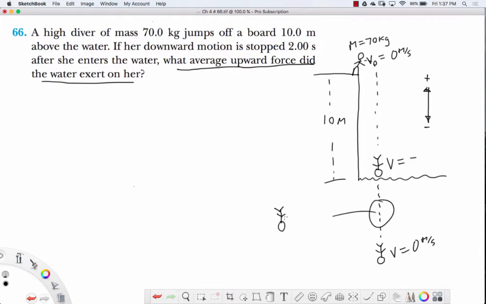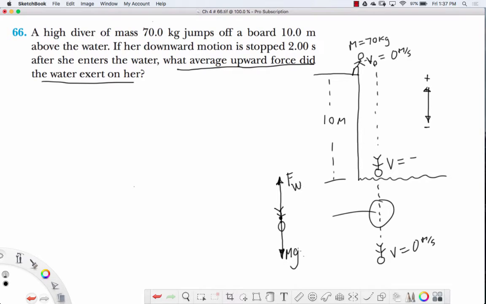So what are the forces on this diver? We have gravity down, right? mg is still acting even though she's underwater. Gravity still acts underwater. And then what's the upward force? Let's just call this the force of the water.